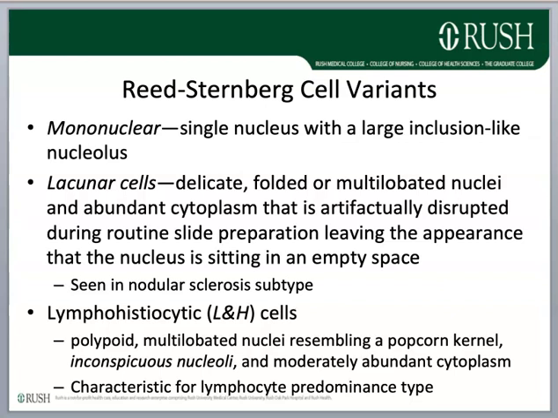And finally, there's the characteristic lymphohistiocytic or L&H cells. These are polyploid multilobated nuclei resembling a popcorn kernel. They have inconspicuous nucleoli in contrast to the other Reed-Sternberg variants, and moderately abundant cytoplasm. And this is important because it's characteristic for the lymphocyte predominance type. So the high-yield information that you need to know are lacunar cells associated with nodular sclerosis subtype and L&H cells associated with the lymphocyte predominant type.